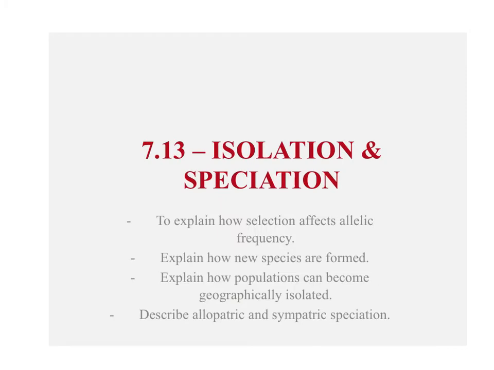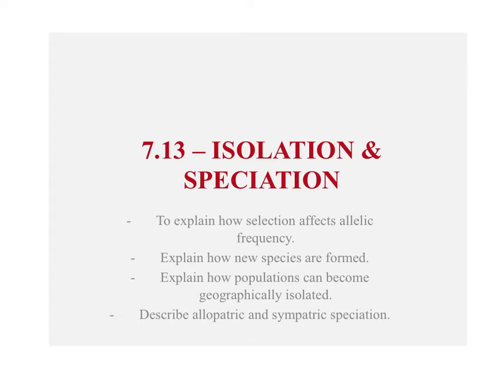So this is lesson 7.13, isolation and speciation. We're very near the end of module 7 now. We've only got about 4 more lessons left, but as you can see, it's quite a detailed one today. This topic doesn't really link to anything that we've done so far, but it links quite heavily to the stuff that you've done about evolution at GCSE.